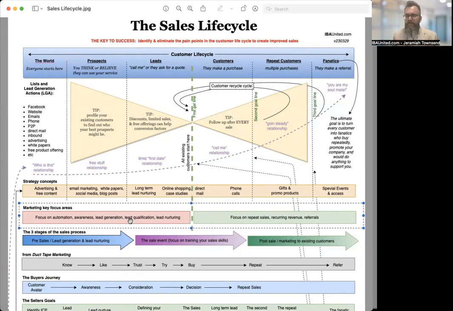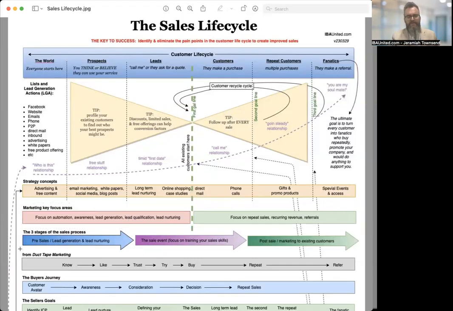After they become clients, that whole center section on the automation, once they become customers and clients, that's when you're going to focus on repeat sales, recurring revenue, and referrals. Those are the three things you're going to focus on: repeat sales, recurring revenue, and referrals. And that's upsells, cross-sells, increasing items per purchase. All that kind of stuff does come into play as you're dealing with some of that.